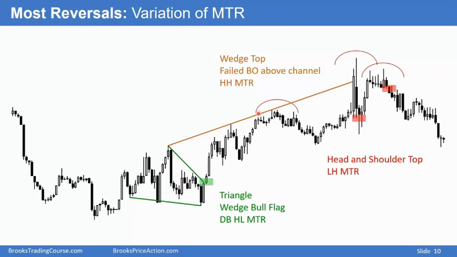For example, this is a head and shoulders top, left shoulder, head, right shoulder, but the pattern is too small to be a major reversal. You expect only a minor reversal in a trading range or a bull flag. This is enough bars for a major reversal. And anytime you have a major head and shoulders top, you have a lower high major trend reversal.